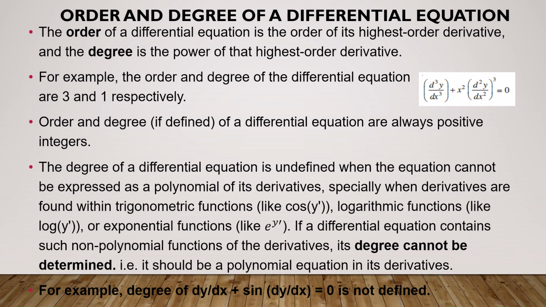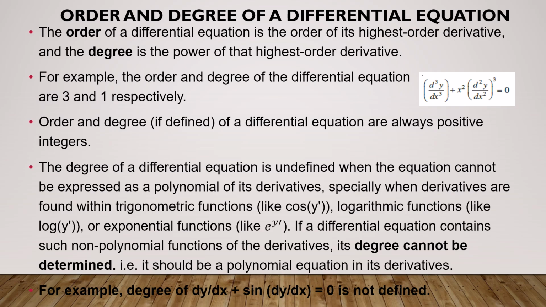Now order and degree, I have written if defined. We will see further that sometimes degree might not be defined also. So order and degree of a differential equation are always positive integers. That is very clear. Now the degree of a differential equation is undefined when the equation cannot be expressed as a polynomial of its derivatives.